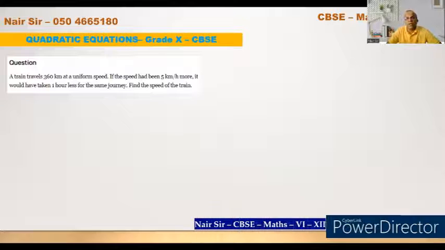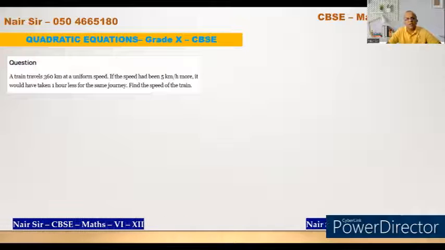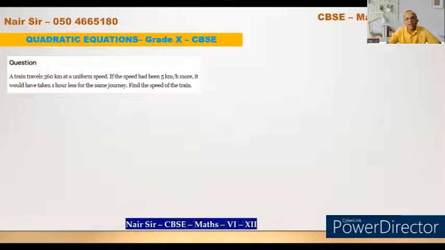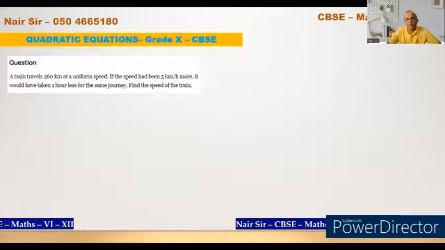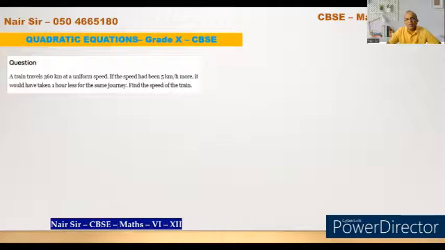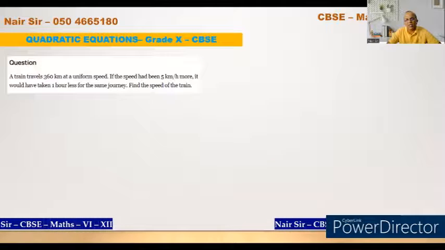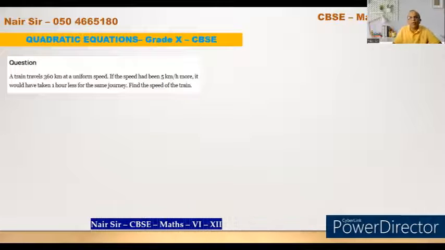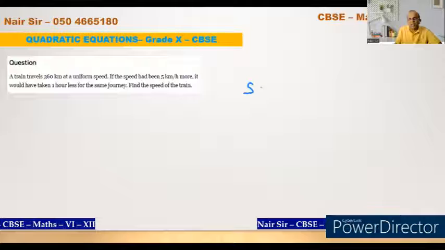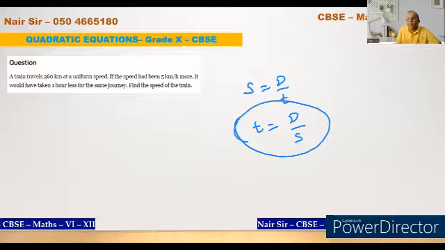Interesting question. Huh? It's a very, very interesting question. Go slow. A train travels 360 kilometers at a uniform speed. If the speed had been 5 kilometers per hour more, it would have taken 1 hour less for the same journey. Whenever you have been given anything to do with speed, remember only one thing: speed is equal to distance upon time, and time is equal to distance upon speed. Why am I writing time is equal to distance upon speed? Because they are comparing this with 1 hour.